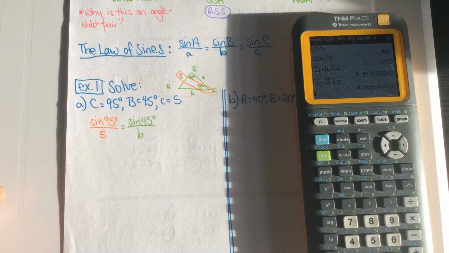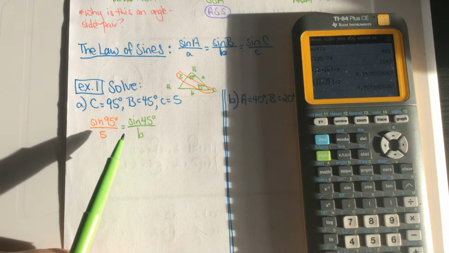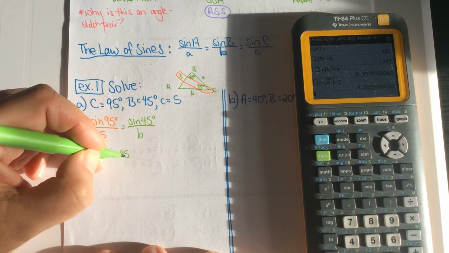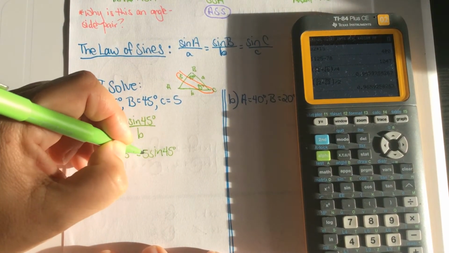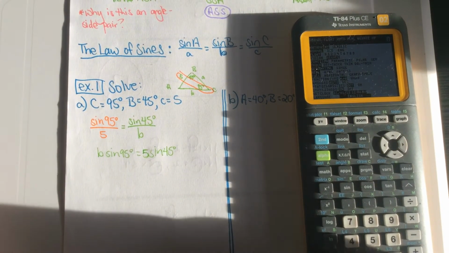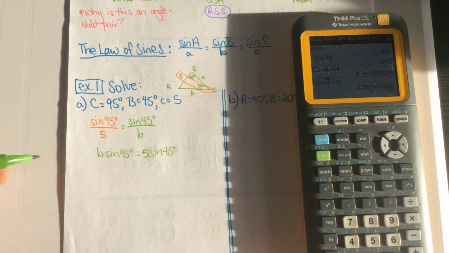Okay. How do we solve a proportion? Remember that a proportion is two ratios that are equal to each other. How do we solve a proportion? Yeah, we cross multiply, right? B times sine of 95 equals 5 times sine of 45. Let me make sure I'm in degree mode. I'm not. Okay. And then I want to figure out what B is, so I'm going to divide.